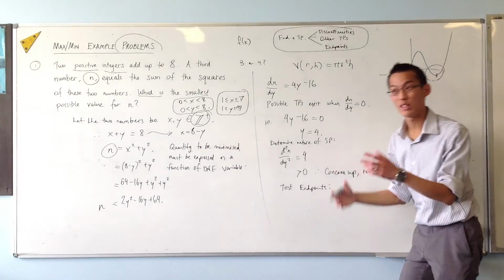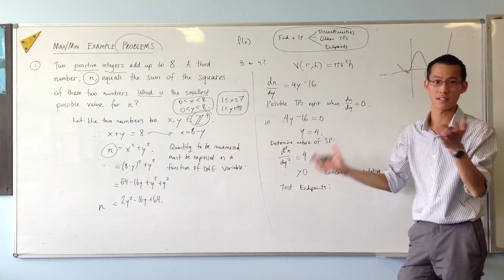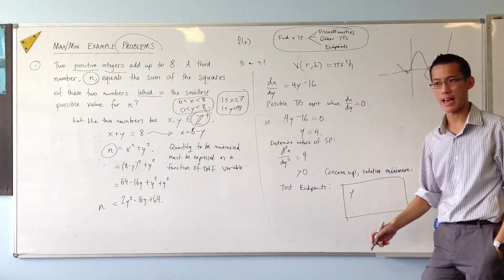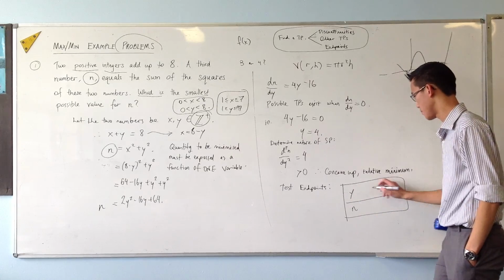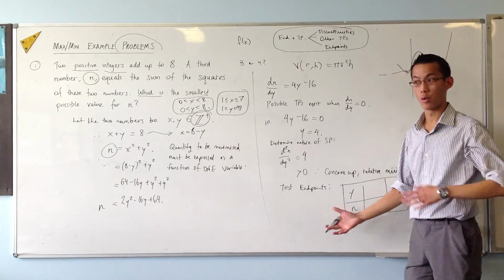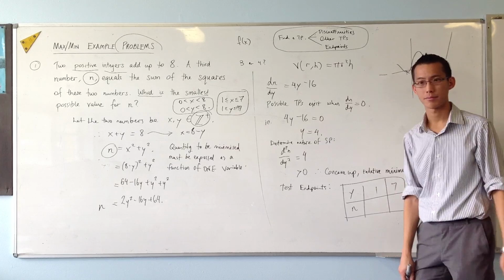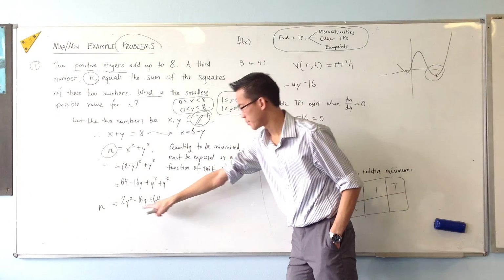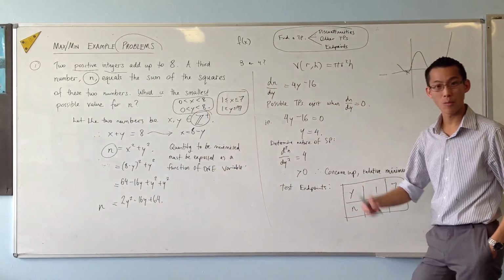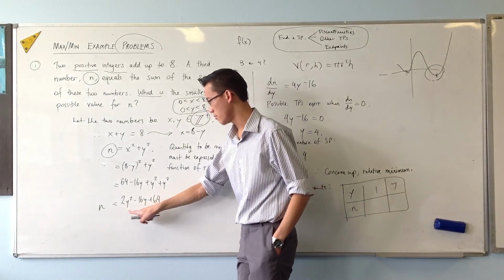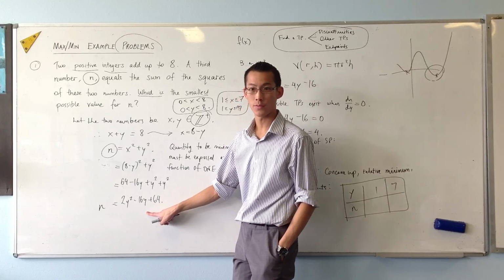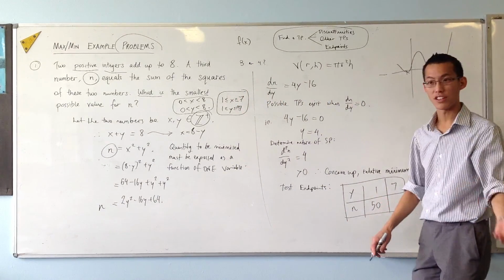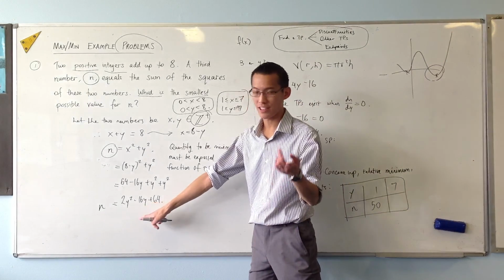Right. So here's what I've got. I'm actually going to put together a little table for myself, okay? Much like when I test the derivative on either side. I'm going to have y and my value for n. So what are my endpoints? 1 and 7. What values am I going to get? Let's see. Where's my function? Here it is. So if I put in 1, I'm going to get 2 minus 16, so it's minus 14, plus 64, so that's 50. If I put in 7, it should actually be 50 as well.